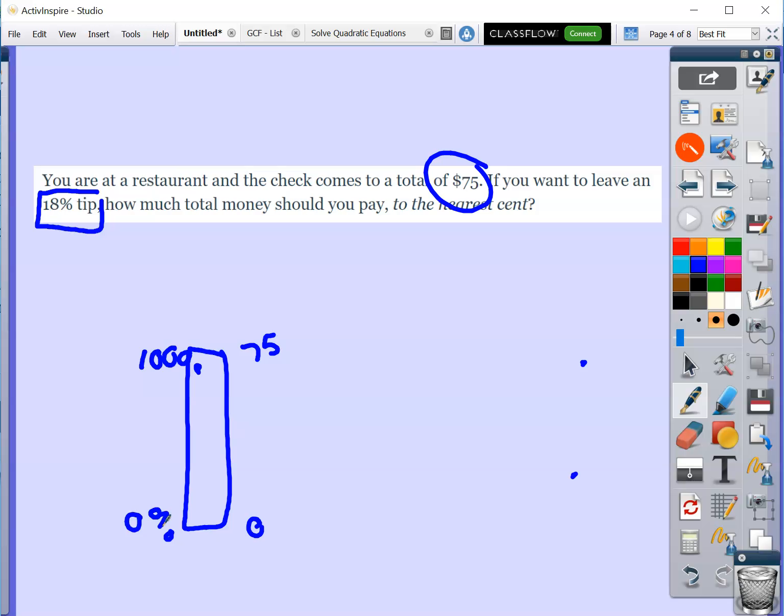Okay. So the amount of money that we're going to spend is actually higher than $75. We're increasing it. And what's happening is this.